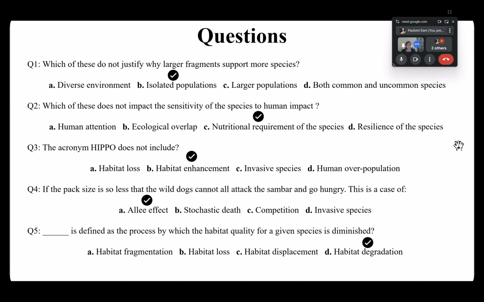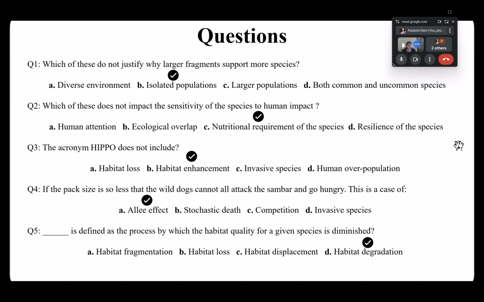The acronym HIPPO does not include habitat enhancement. So the first option, habitat loss, is the expansion of H. Invasive species is for I. Human overpopulation is for one of the P. The other P is pollution, and O is overexploitation.